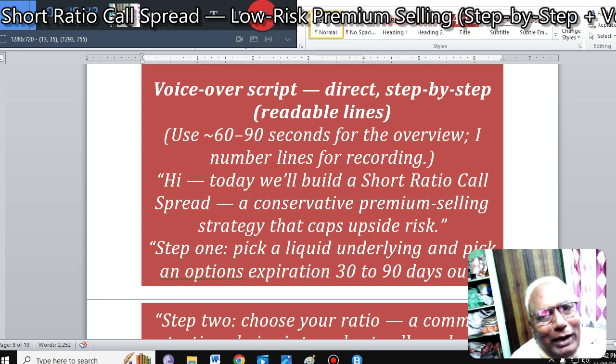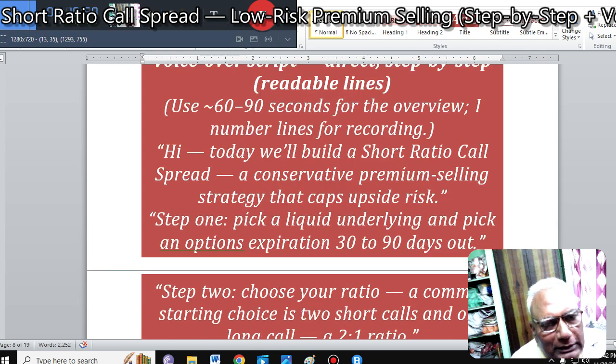Voiceover script, direct, step by step, readable lines. Use 60 to 90 seconds for the overview. Number lines for recording. Hi, today we will build a short ratio call spread, a conservative premium selling strategy that caps upside risk.